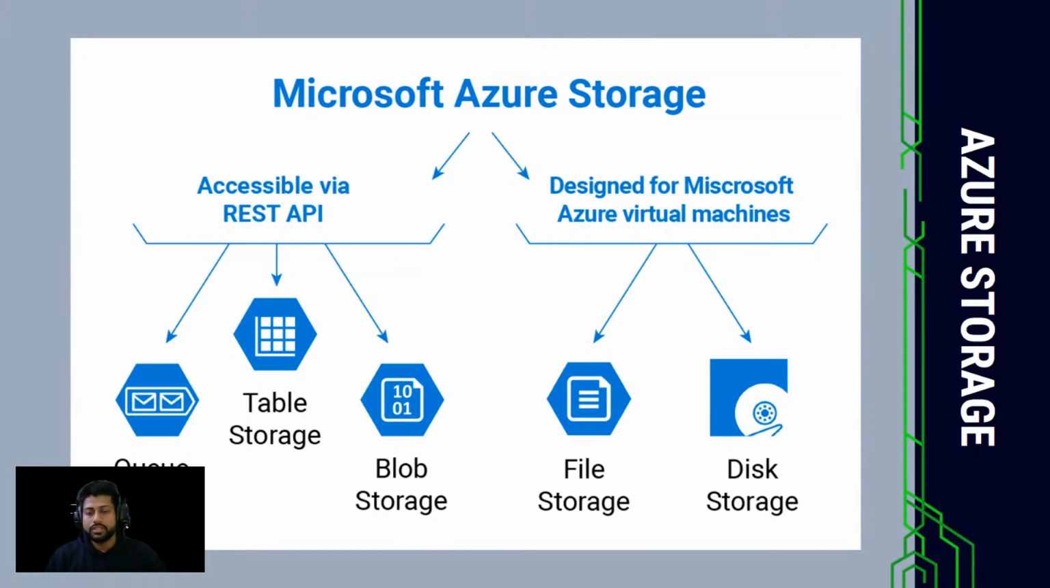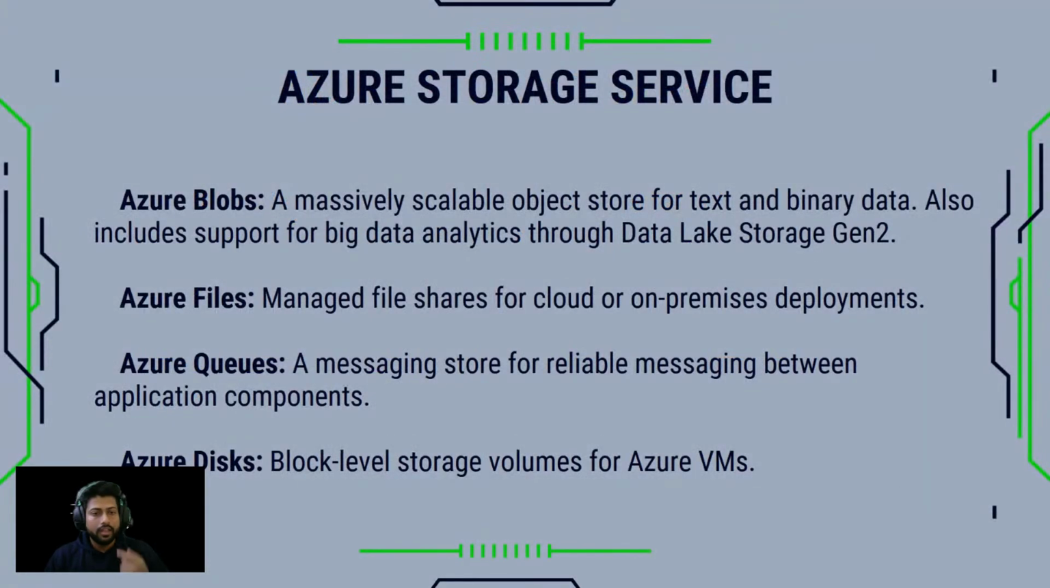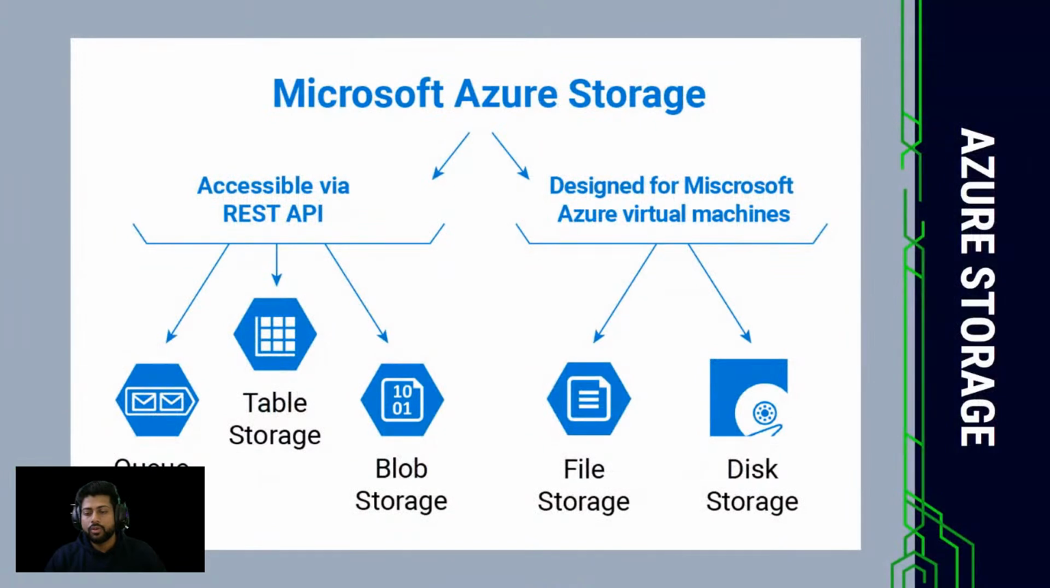Okay, so the definition here you can see I have added. You can see your blob, files, queue, and disk is available. Okay, so if you go backward, disk storage is you are creating virtual machine. Yesterday we have seen that while creating a virtual machine, it is taking by default 30 GB storage for Linux environment. Correct. So that is a longer time storage that we are using it.